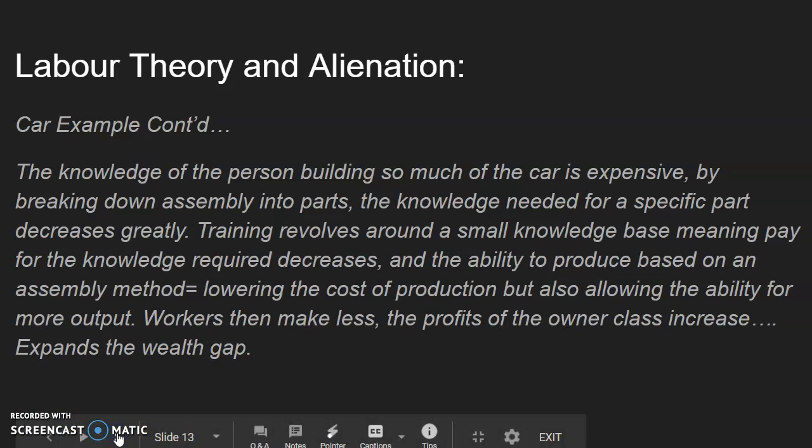So, what do you do? If you have these highly specialized people that are expensive because of their knowledge, you have to think about the knowledge of the person building the car being expensive. By breaking down the assembly of the car into parts, the knowledge needed for a specific part decreases greatly. Training revolves around a small knowledge base, meaning pay for that knowledge decreases, and the ability to produce based on assembly methods lowers the cost of production while also allowing more output. Workers can then make less, and the profits of the owning class increase, expanding the wealth gap, because you just took away that need for knowledge, or that payment for knowledge, from the workers who weren't in the owning class.